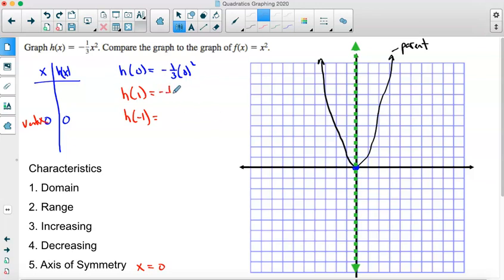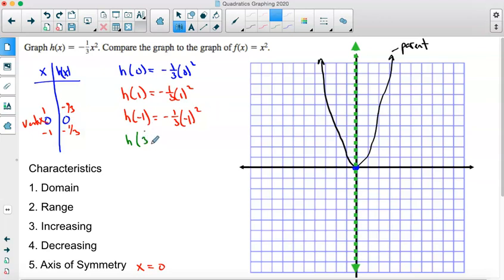So negative 1/3 times 1 squared. 1 squared is 1. 1 times negative 1/3, so when x is 1, y is negative 1/3. When x is negative 1, I get negative 1/3 times negative 1 squared. Negative 1 squared is 1. 1 times negative 1/3 is negative 1/3 again. And let's give myself a couple more. I could do h of 2, I could do h of 3.